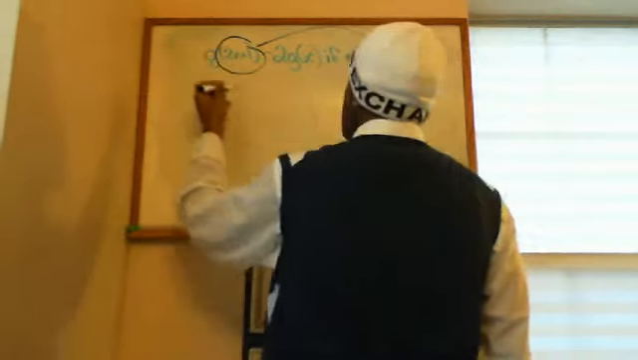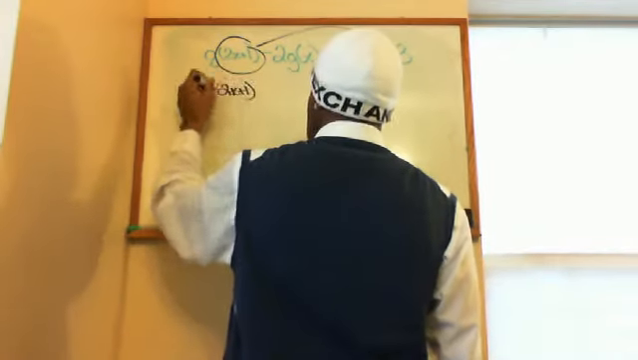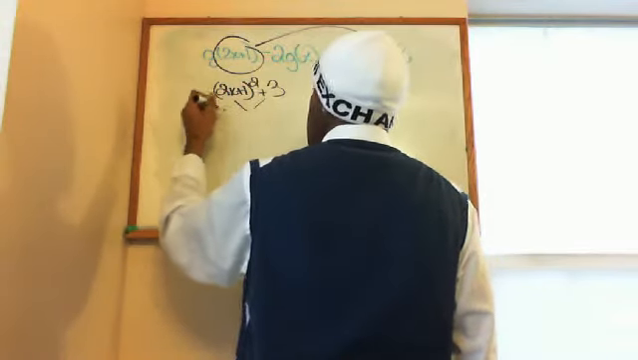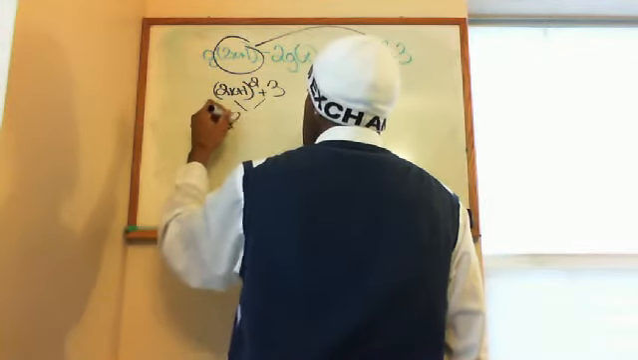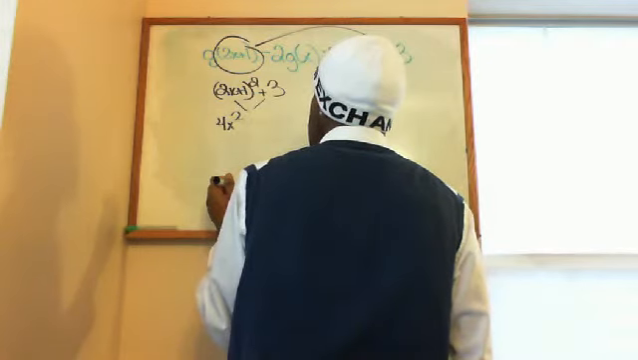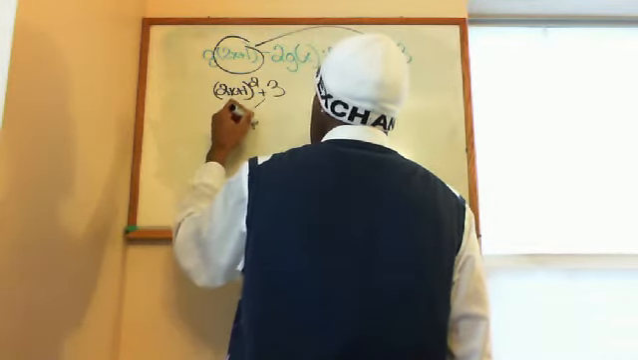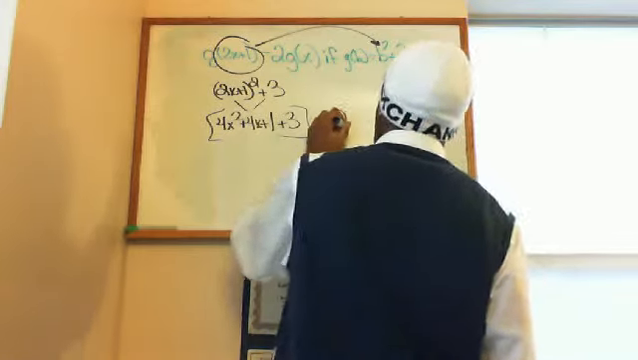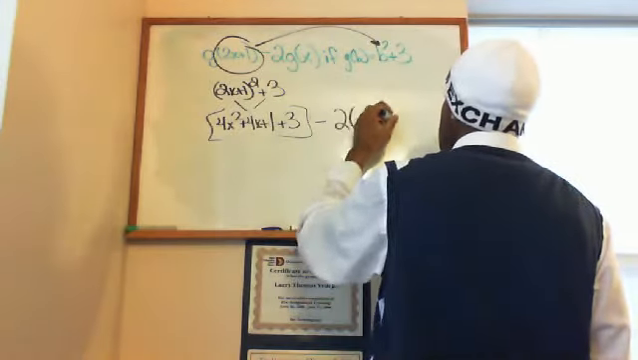Okay. So 2x plus 1 squared plus 3, and then I'm going to do that out. So this comes into 4x squared plus 4x plus 1 plus 3. Then it says minus 2 times g of x. So the x squared plus 3.